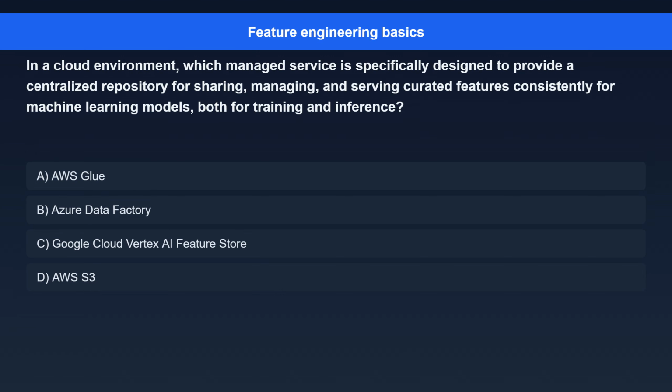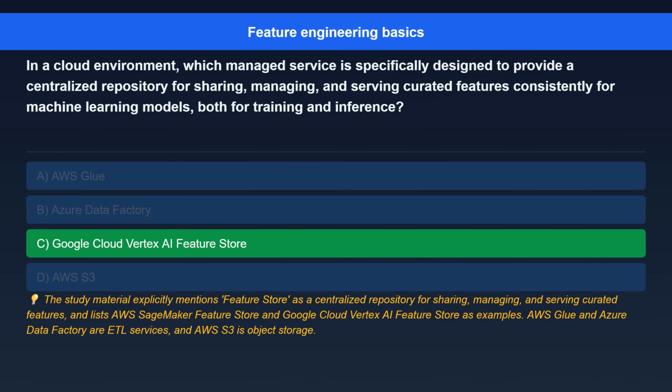Question 6. In a cloud environment, which managed service is specifically designed to provide a centralized repository for sharing, managing, and serving curated features consistently for machine learning models, both for training and inference? Option A. AWS Glue. Option B. Azure Data Factory. Option C. Google Cloud Vertex AI Feature Store. Option D. AWS S3.